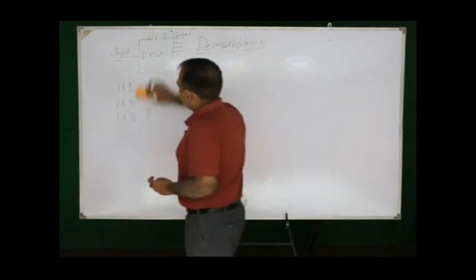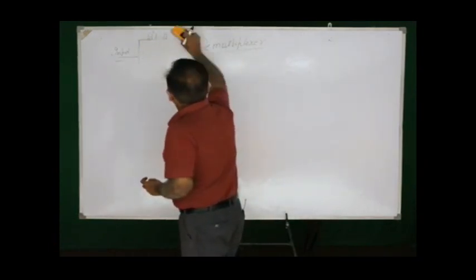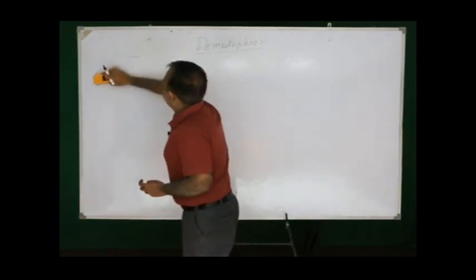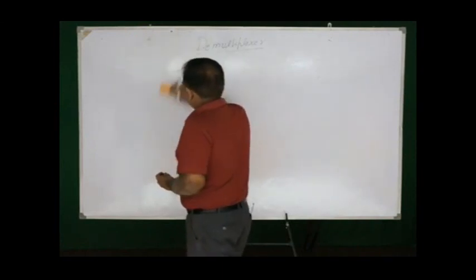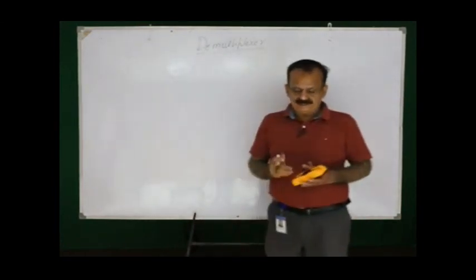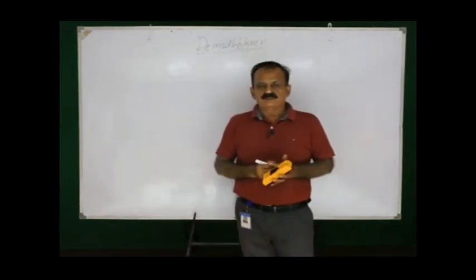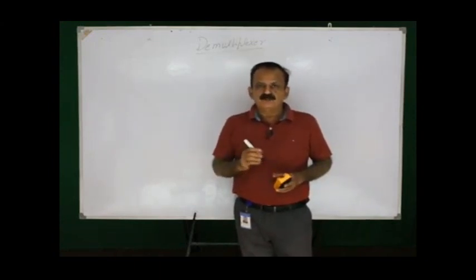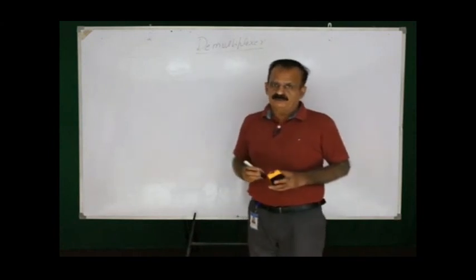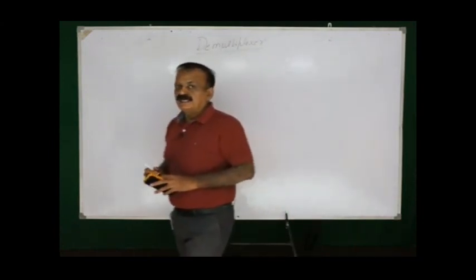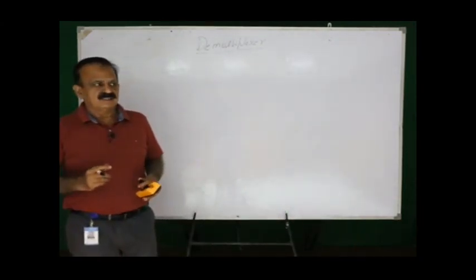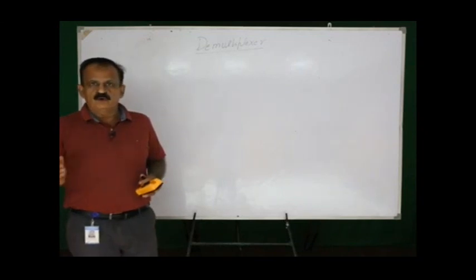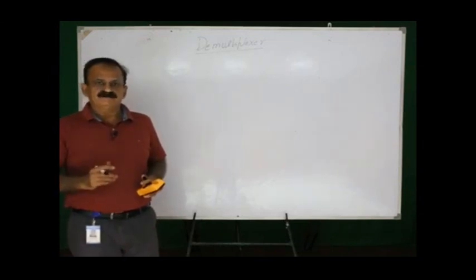Now we will explain 1/4 demultiplexer. I think the name itself is explaining everything. It is a circuit with one input and four outputs. Input is connected to a particular output depending upon the control signal. This is 1 into 4 demultiplexer.